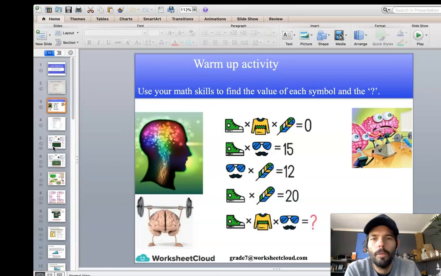Okay, so our warm-up for today is to work out the value of those symbols and the pink question mark at the end. So off you go and do that. Press pause and then press play to see how you got on.